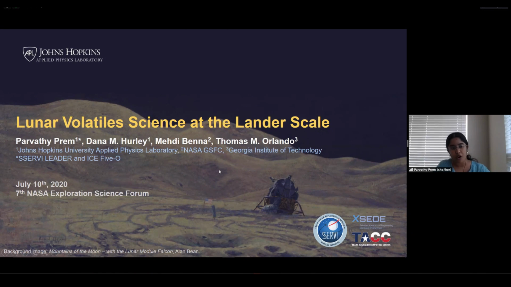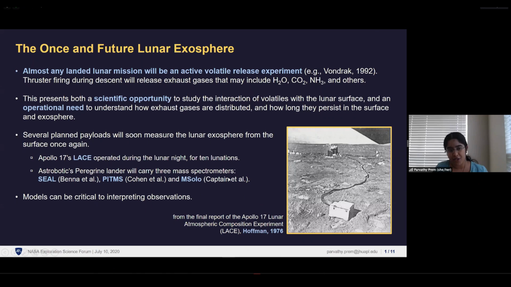So this is a talk about lunar volatile science at the lander scale. And our story begins before the lander even reaches the surface. It's been recognized for several decades that almost any landed lunar mission will be an active volatile release experiment, because when a spacecraft descends towards the lunar surface, it fires its engines to slow down. That releases exhaust gases, including a variety of interesting species.